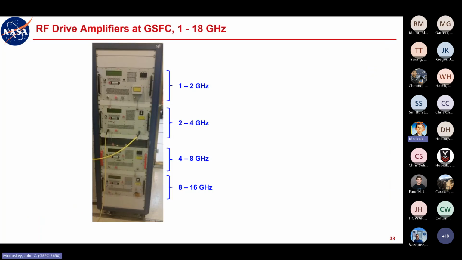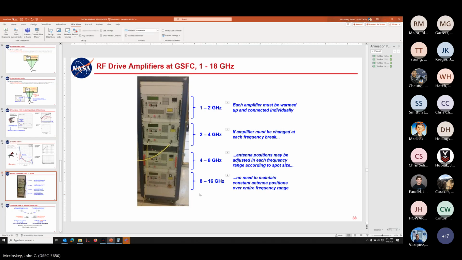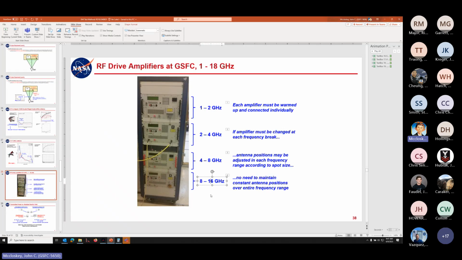Again, your mileage may vary, but at Goddard, for RF testing, for our RS103 testing above 1 gigahertz, we have this bank of amplifiers here that breaks the frequency range up as shown here. The top one goes from 1 to 2 gigahertz, generally in factors of 2, except for the top one. So 1 to 2 gigahertz, 2 to 4, 4 to 8, and then 8 to 18. I was thinking so much of the factors of 2.